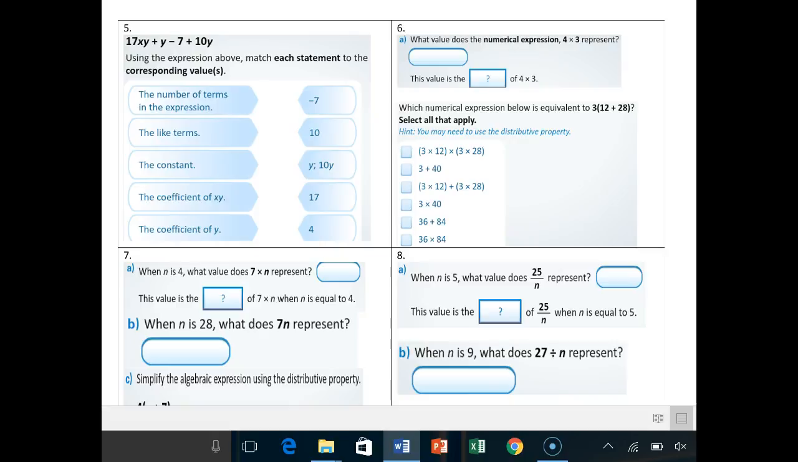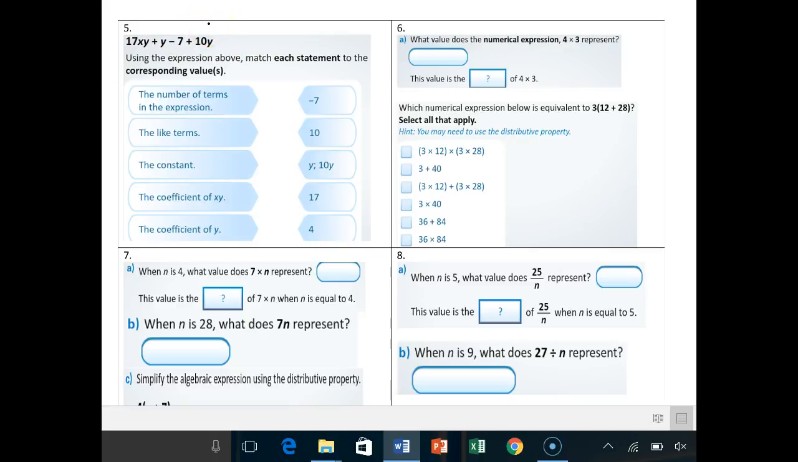So hopefully you've been pausing the video and doing a question on BuzzMath because these are kind of long and tricky questions. Question 5 asks us to combine all the vocabulary we have just learned for this expression: 17xy + y - 7 + 10y. It wants us to identify certain things in that expression.